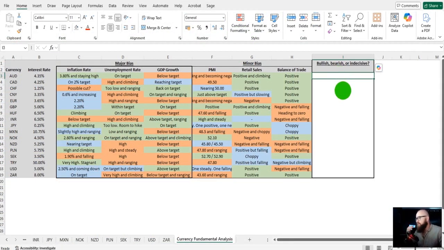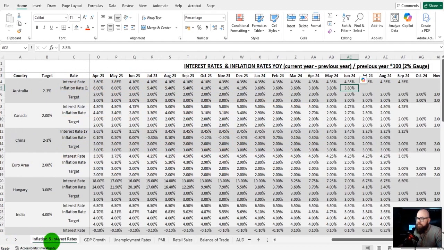So just like you would study price action and moving averages on certain currency pairs to determine the bias, the technical bias, we're going to do exactly the same thing to determine the fundamental bias. And like I said earlier, combining those things together gives you a much more effective way of trading. Let's go to the beginning here and let's look at inflation and interest rates.